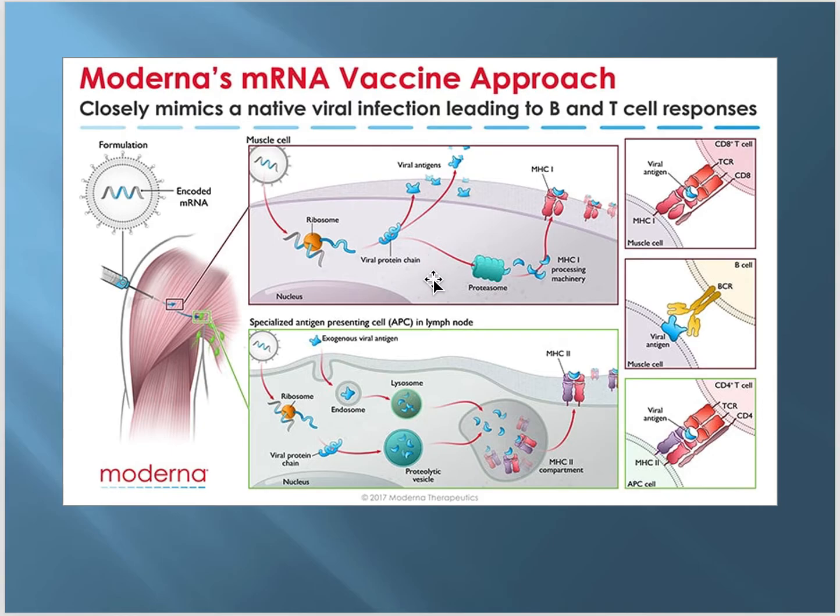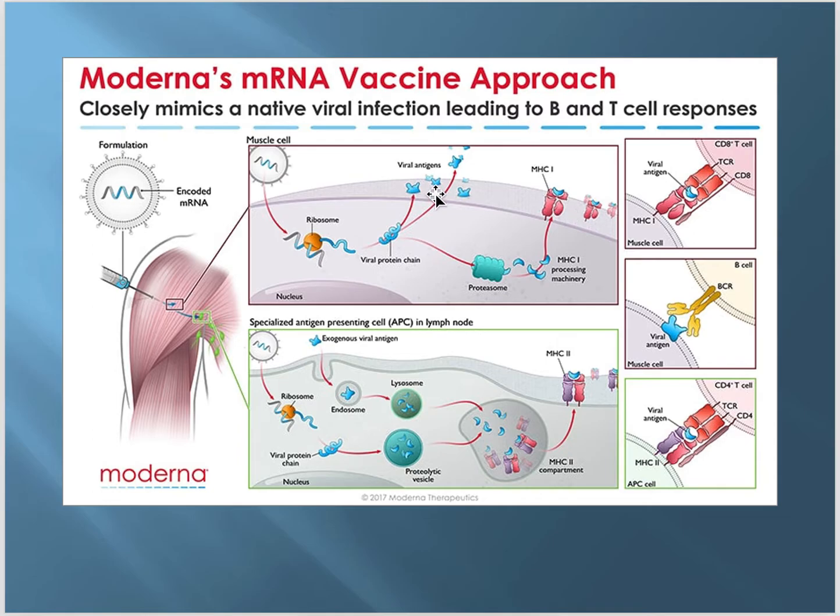Some of this viral protein chain can be presented on the surface of the muscle cell and can act as viral antigen. And some of the viral protein will get processed and be presented on the muscle cell surface via MHC1, major histocompatibility complex 1.